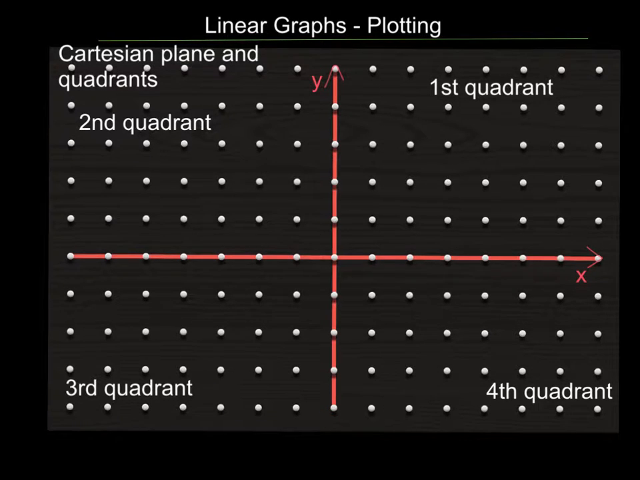The Cartesian plane is separated into four quarters. This top right hand corner here is called the first quadrant, and in this quadrant x and y values are both positive. In the second quadrant on the left, x's are negative and y's are positive. In the third quadrant, x and y are both negative, and in the fourth quadrant, only y is negative.